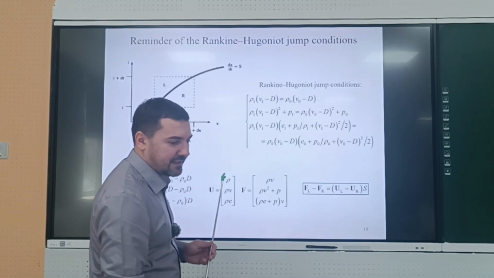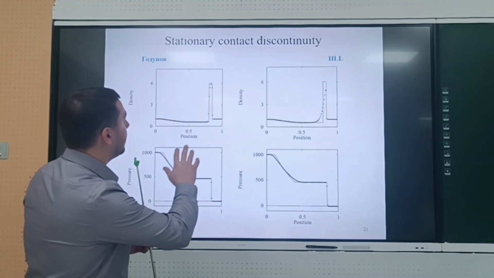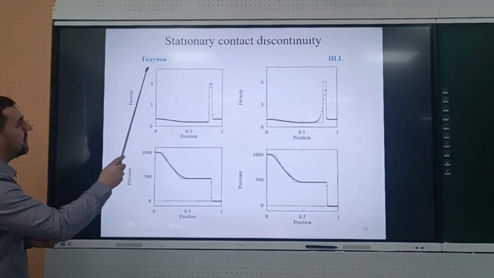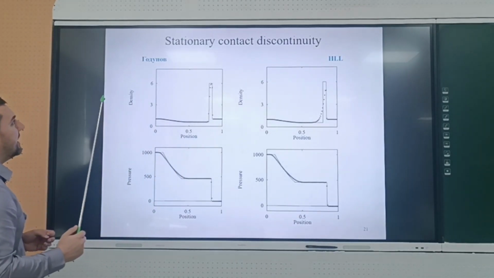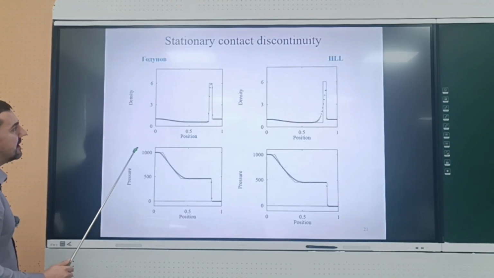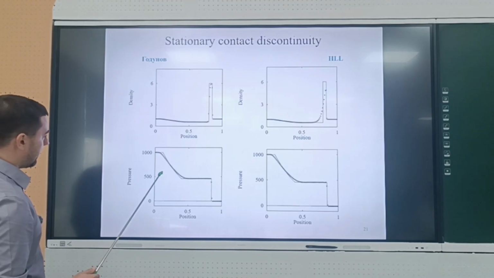As for another test case, I can show you another. I did not change this now. This is the Godunov method and HLL method. Stationary contact discontinuity. So consider the sixth test case. If you do that, you will see the following result.